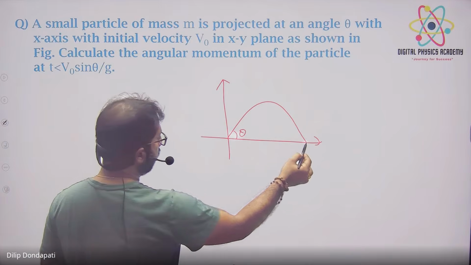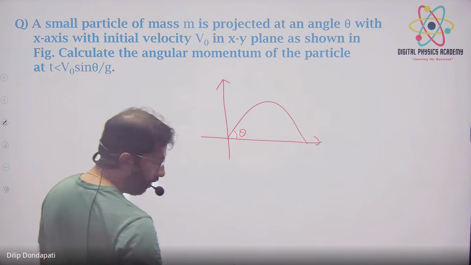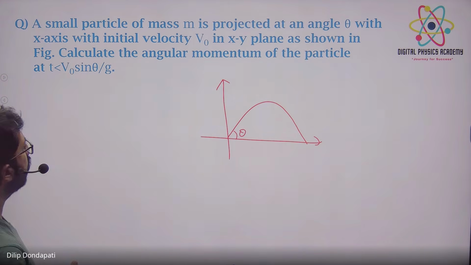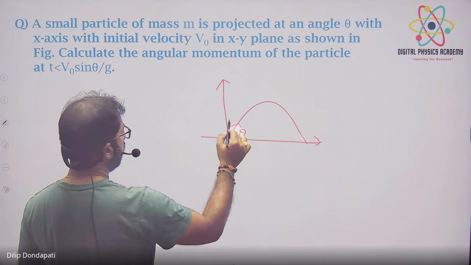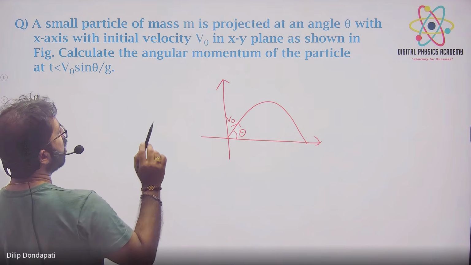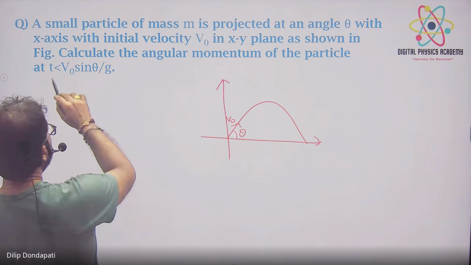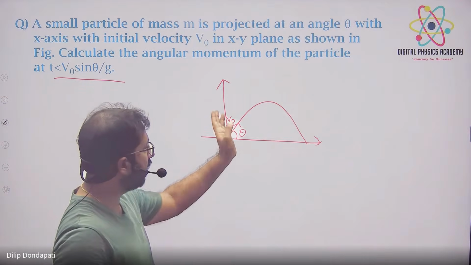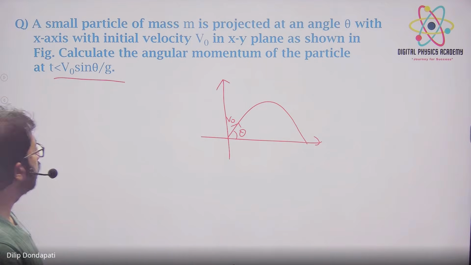Okay, done. Figure. Okay. So what is it saying? A particle of mass m is projected with angle theta with the x-axis with the initial velocity v naught in the xy plane as shown in figure. Calculate the angular momentum of the particle at t less than v sin theta by g. मतलब ये less than maximum height वाला time है, greater than maximum height वाला time है.